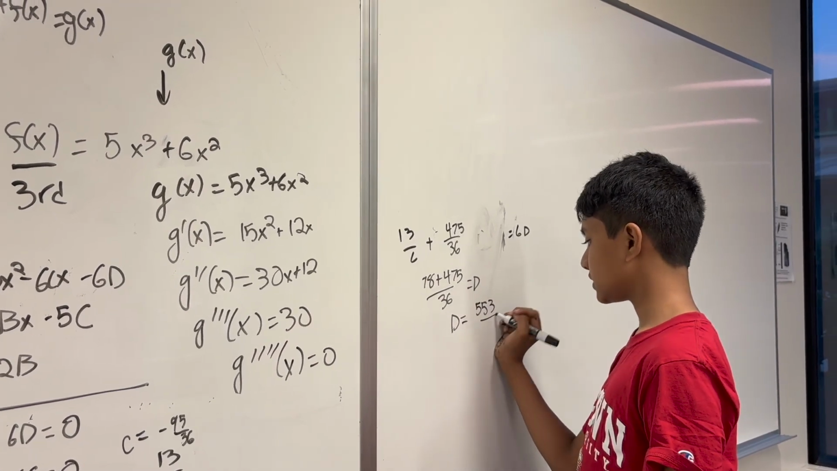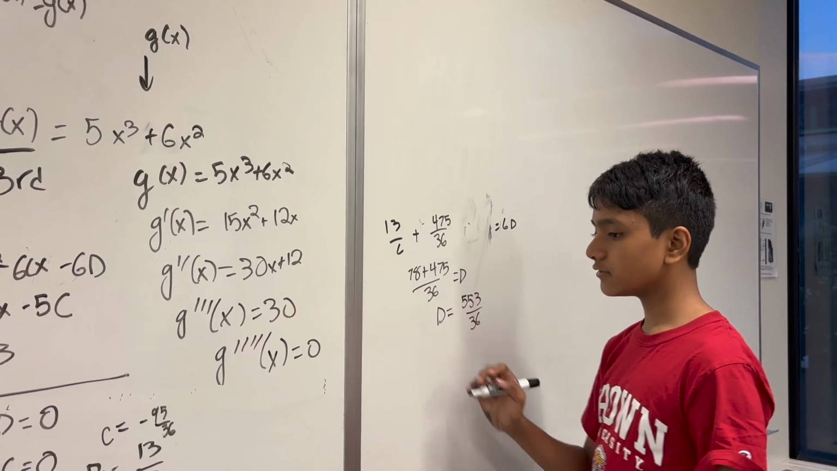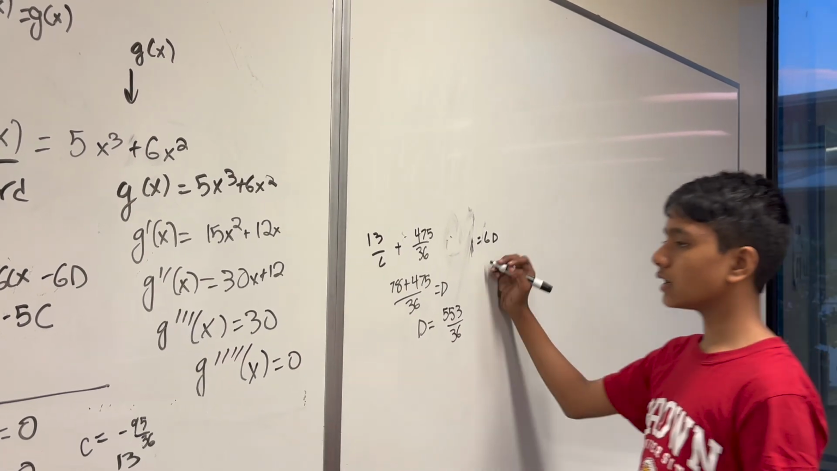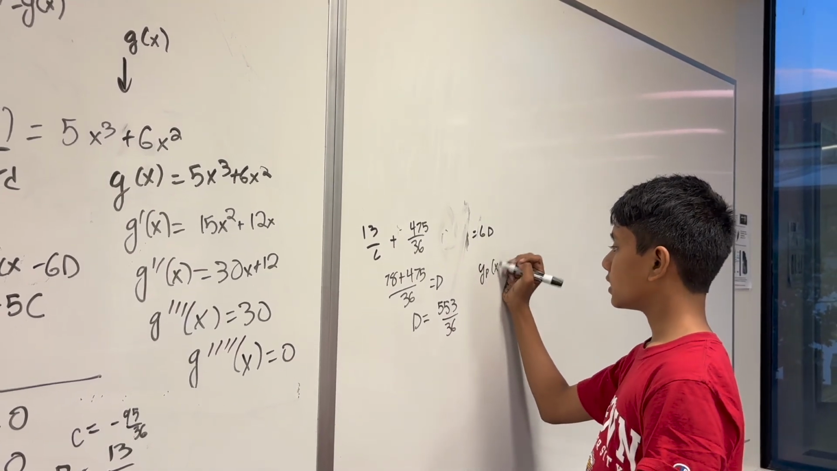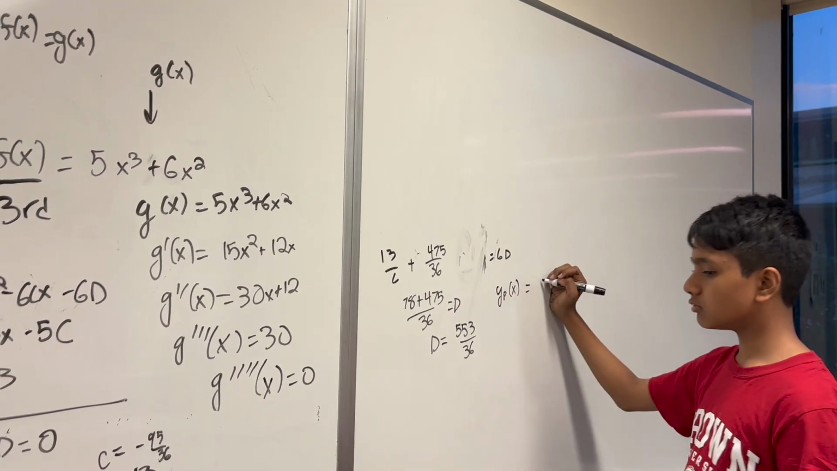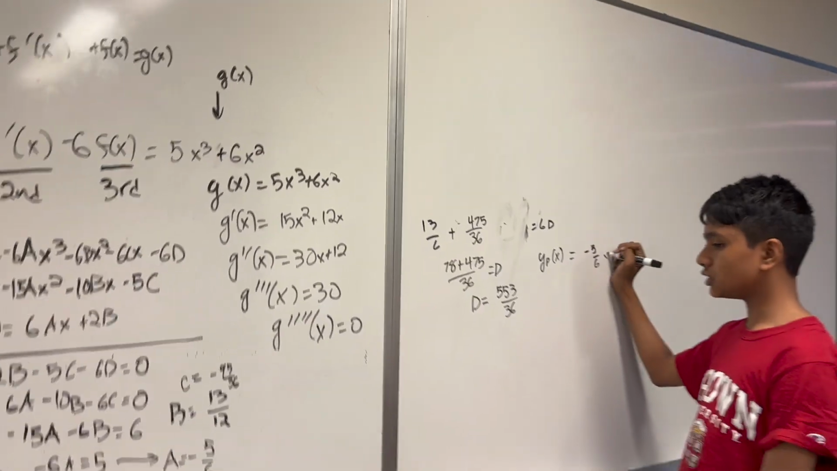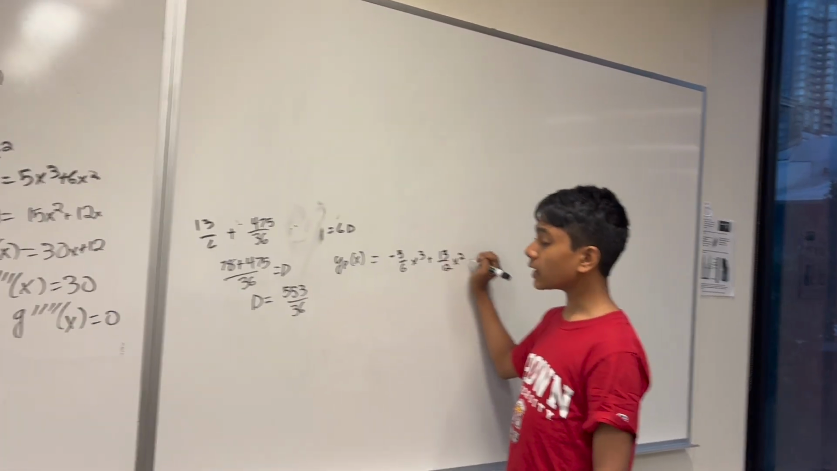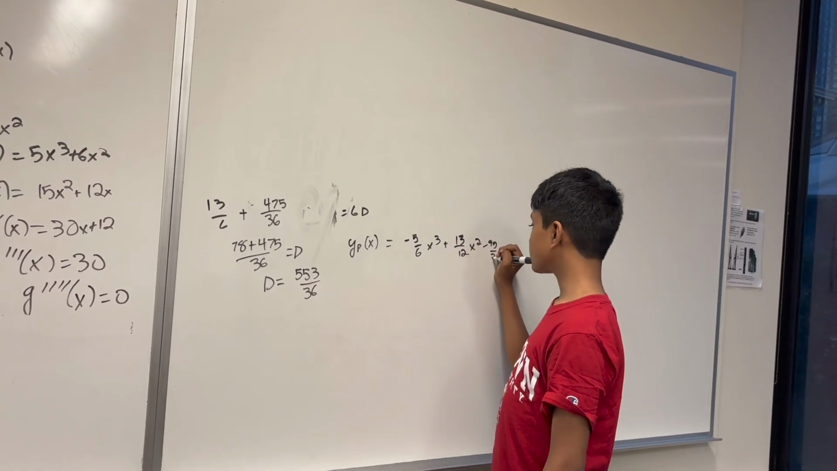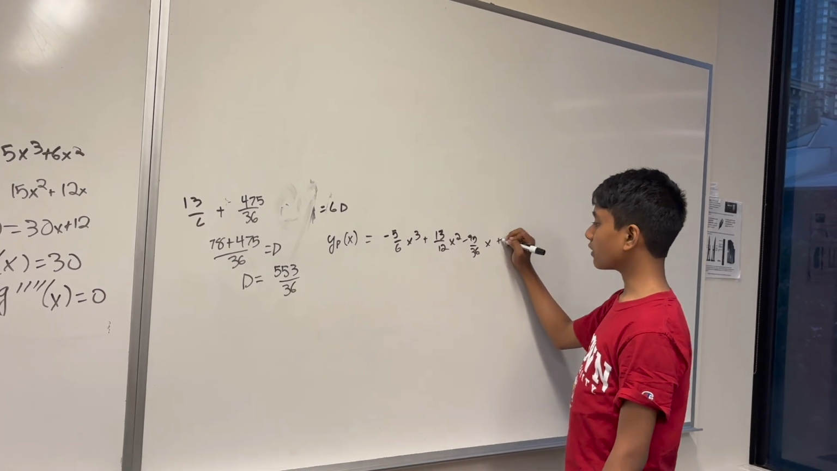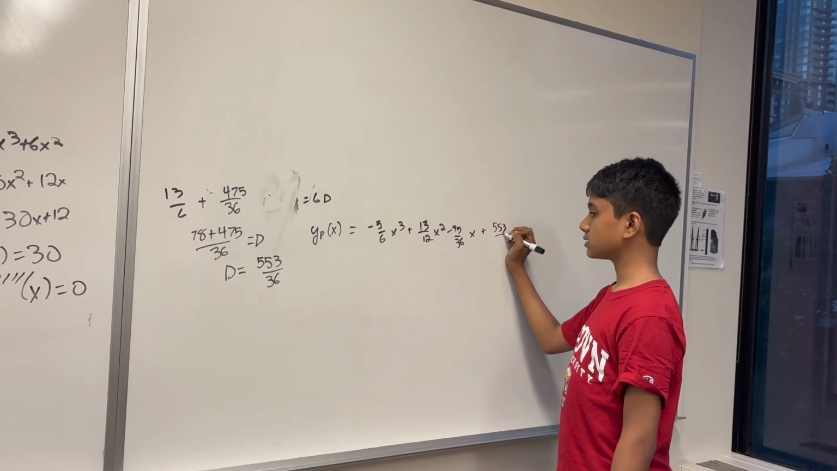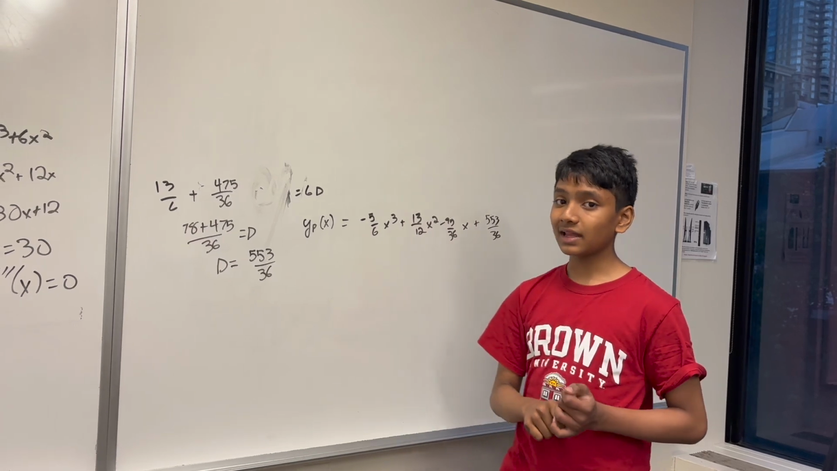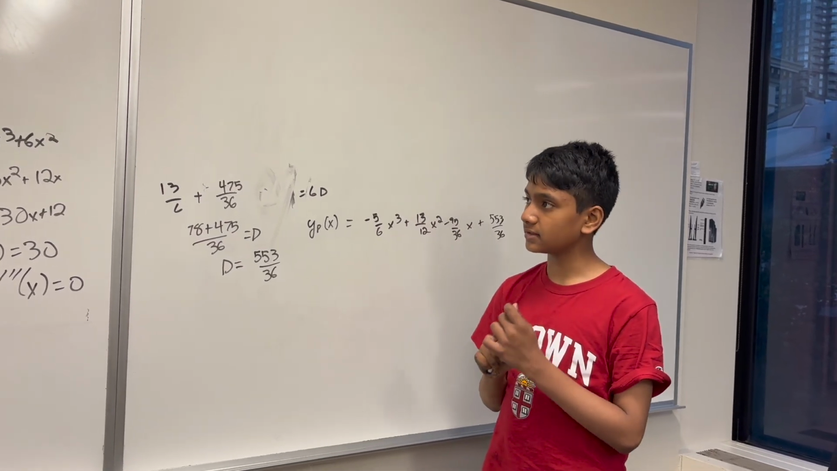553 over 36. And you can verify for yourself that these work, but our actual solution is yp of x is equal to negative 5 over 6 x cubed plus 13 over 12 x squared minus 95 over 36 x plus 553 over 36. Now that I think about it, it was a bad decision to do this as a cubic.